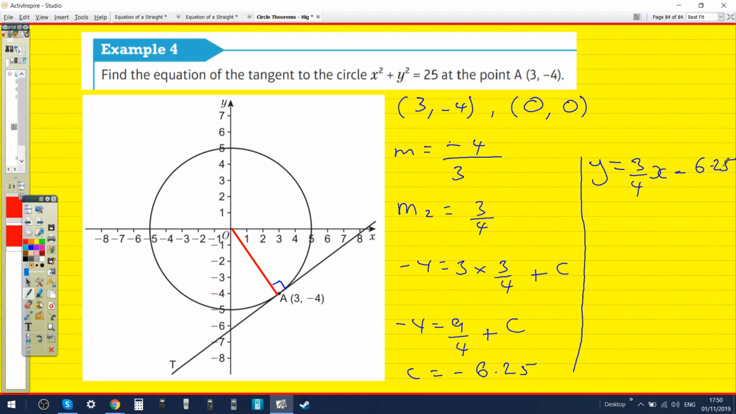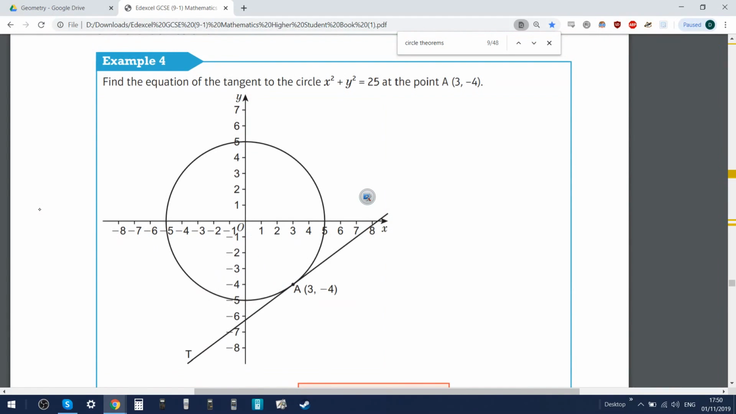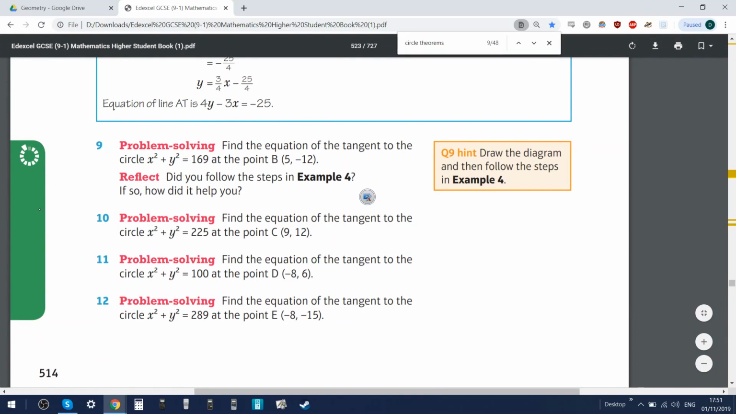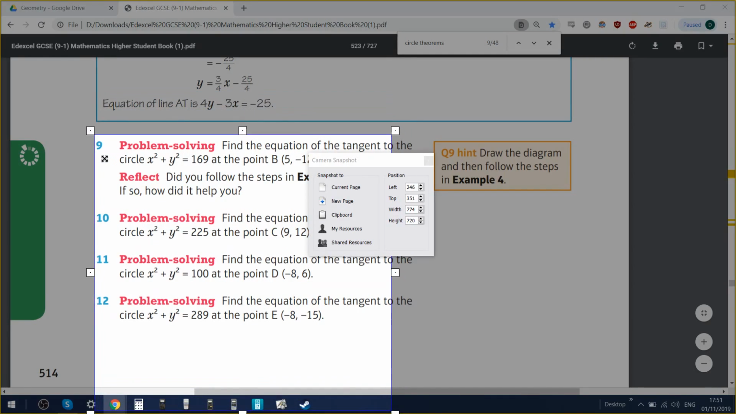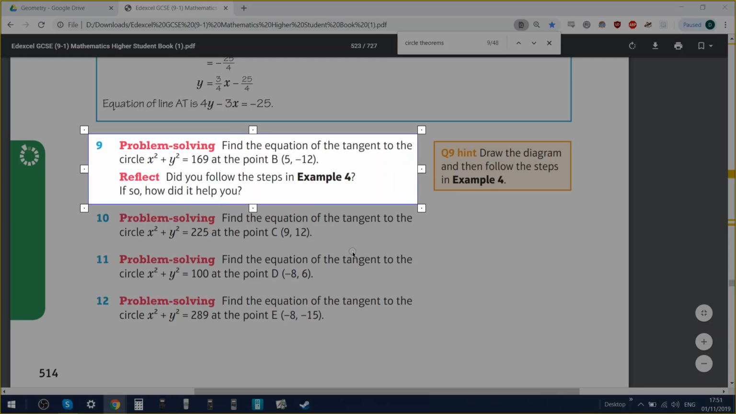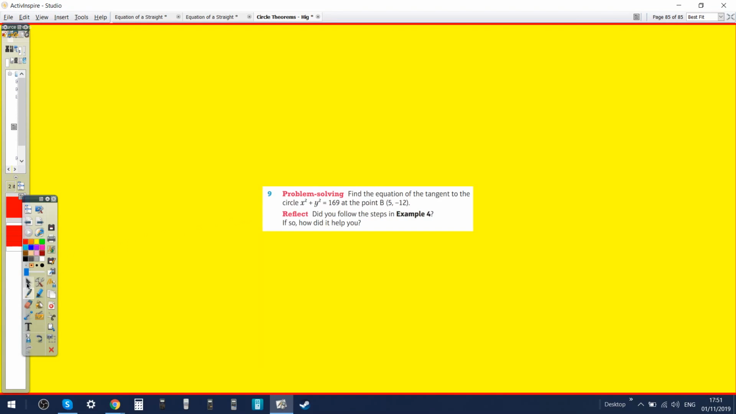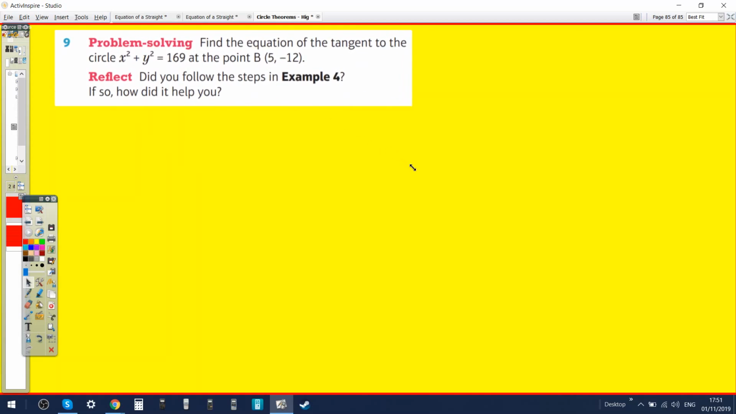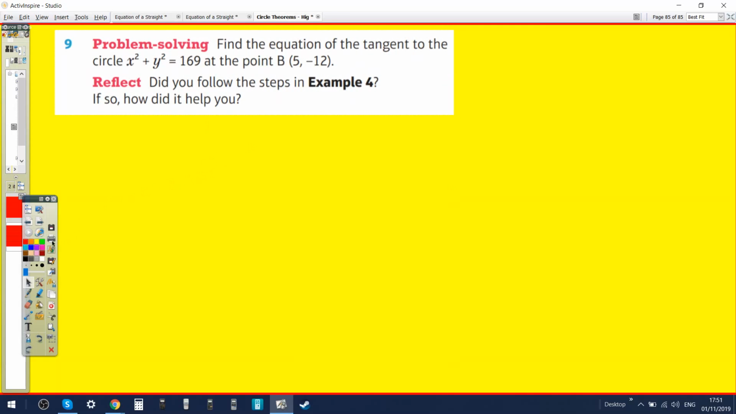Well done. So in general, for these circles, you find the gradient of the perpendicular, so from the origin to the point of intersection, and then you find the negative reciprocal and go from there. So what is the point of the 25 then? Which 25, sorry? X squared plus y squared equals 25. That's the equation of the circle. Okay, but it's no use in the equation. Nope, not for this one.